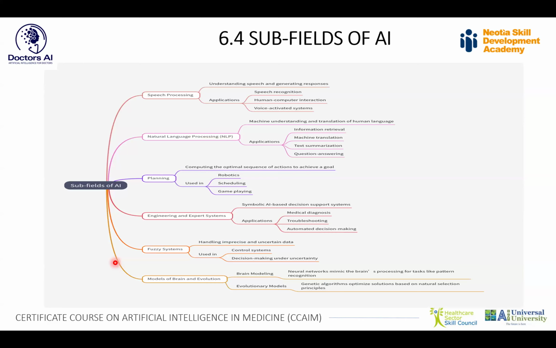What are the different subfields of artificial intelligence? One is speech processing, natural language processing. We will be coming into each of them in detail as we go on. There is planning, there is engineering and expert system, and there is something called fuzzy system or fuzzy logic, which I will explain today. And there are also the models of brain and evolution. So brain modeling and evolutionary modeling, these are some of the subfields of artificial intelligence as you see.